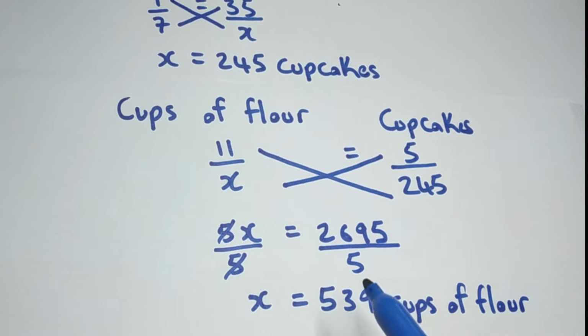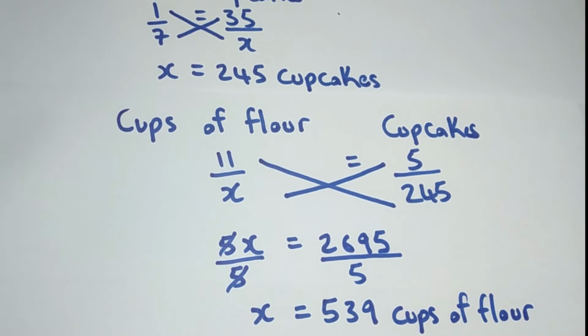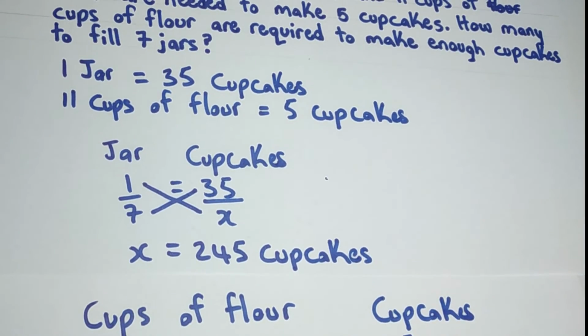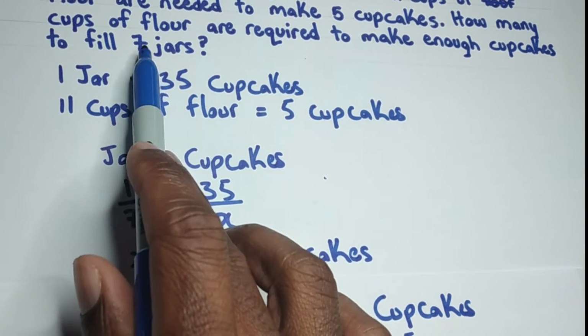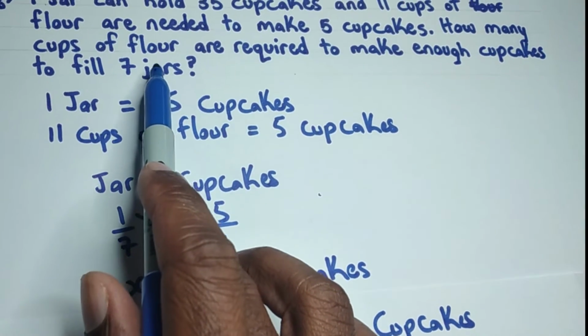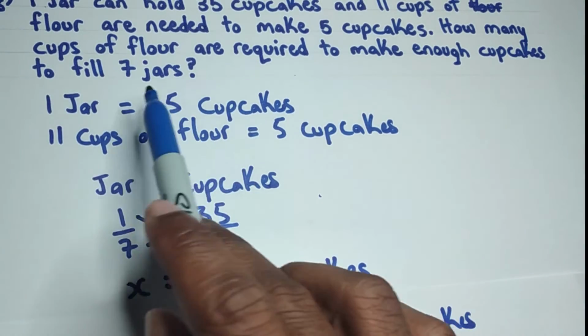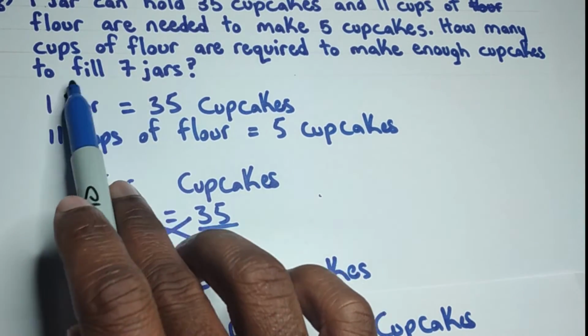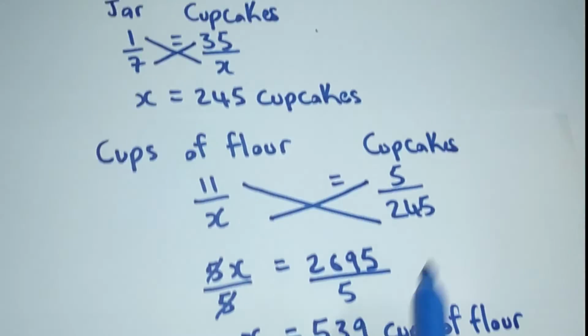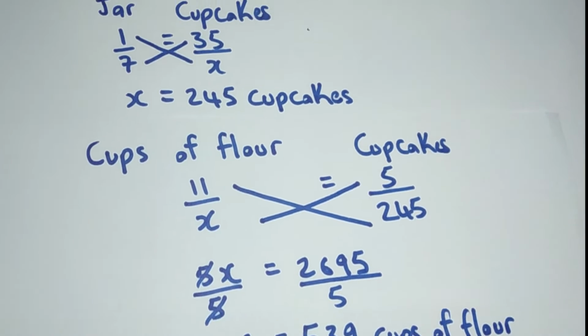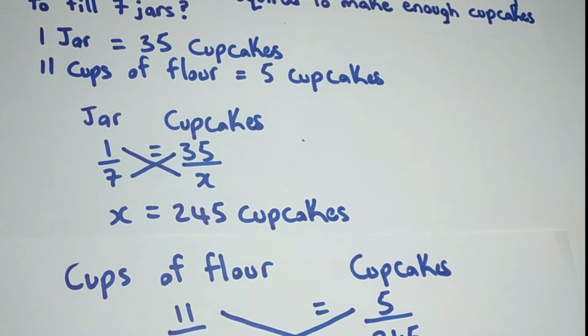Alright, so therefore it will take 539 cups of flour to make enough cupcakes to fill the 7 jars. So this would have been our solution, and that is how we treat with a scenario like this one.